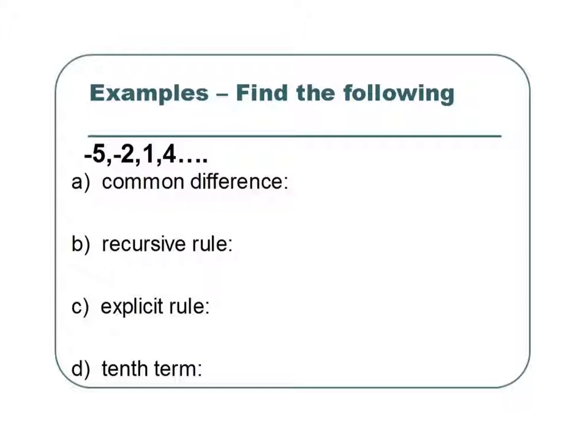Now, they may not ask for all of it. They may ask for like the common difference and the explicit rule. Or maybe they don't even ask for this, but you kind of need this to be able to write your rules. So you're always going to start off and find your common difference. Now, in this case, it has a common difference because you can look and see what's going on. It looks like we are subtracting 3 each time. So then the common difference would end up being -3 since we're subtracting.